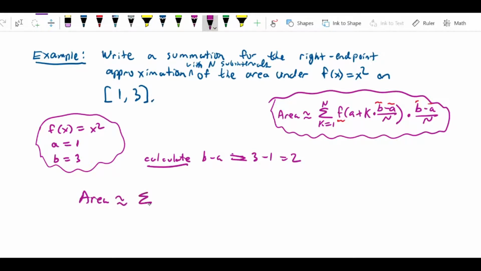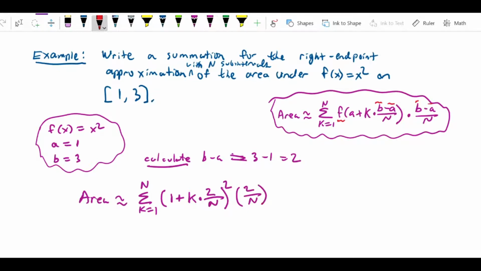Having done that, there's nothing more to do other than write out that the area is approximately equal to the sum from k equals 1 to n of, and I'm going to replace f with x squared, because that's the function I'm given. So this is going to be a, which is 1, plus k times b minus a over n, which is 2 over n, and that's squared, and then times 2 over n.